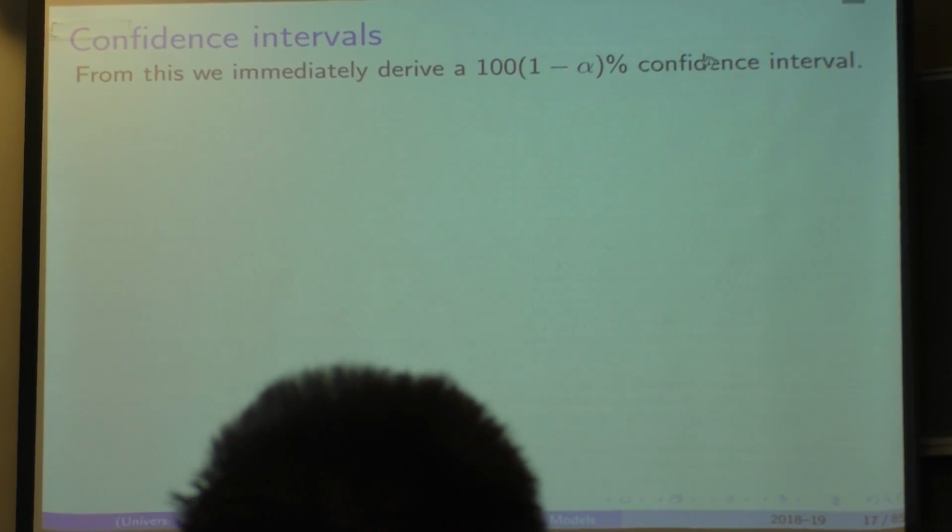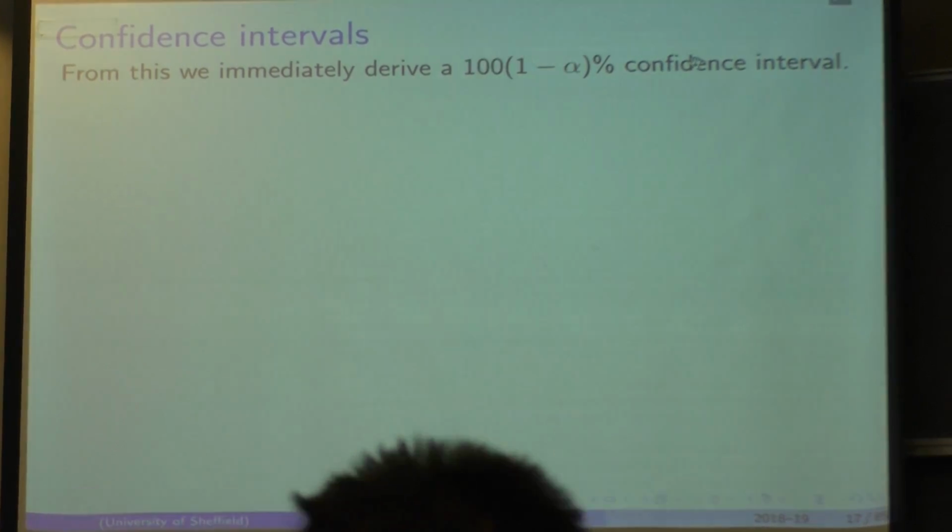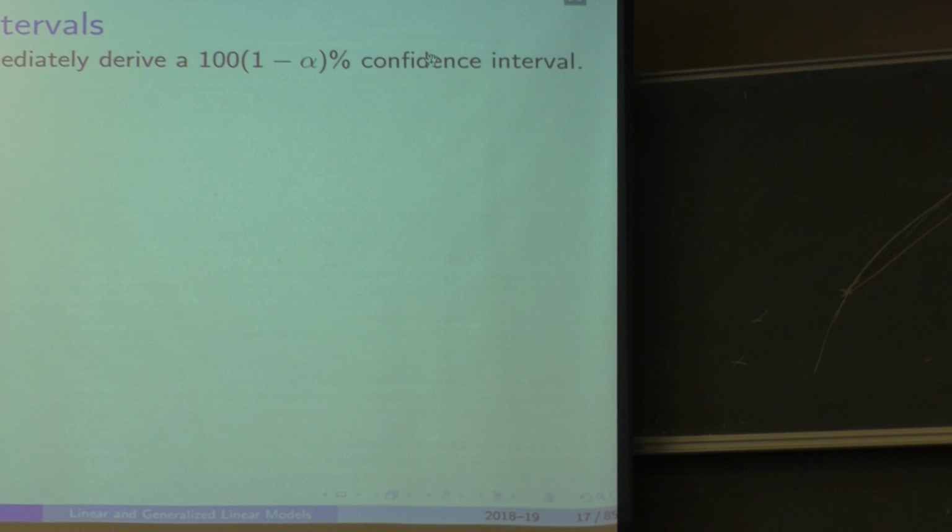Okay, so from that, we can derive a confidence interval for any particular level of confidence that you like. So 100 times 1 minus alpha percent for arbitrary alpha.